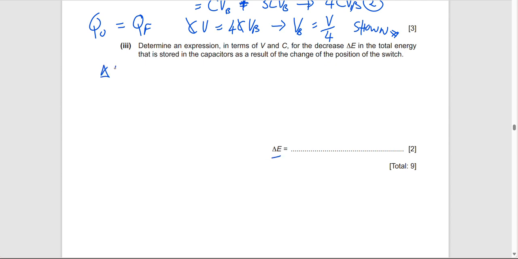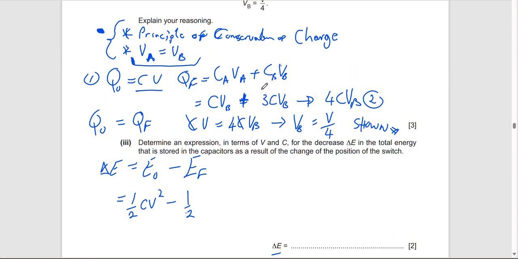And you know that delta E is equal to initial energy minus final energy. That will give us the difference. So for the initial energy, remember we only charged capacitor A. So that was half CV squared, then minus half. Now we want the total capacitance for the final energy that is stored in both capacitors.